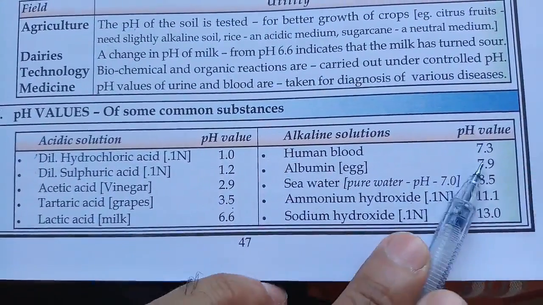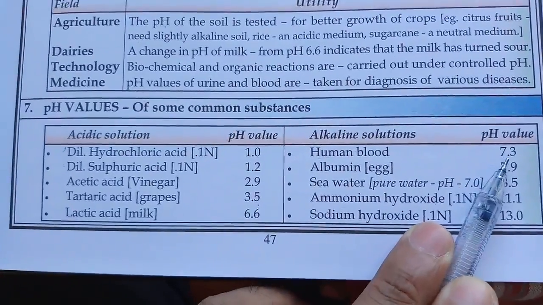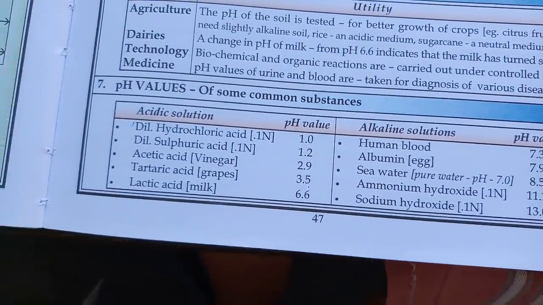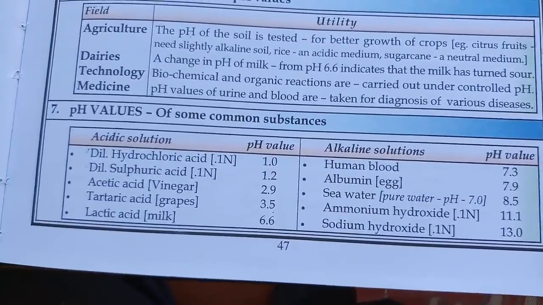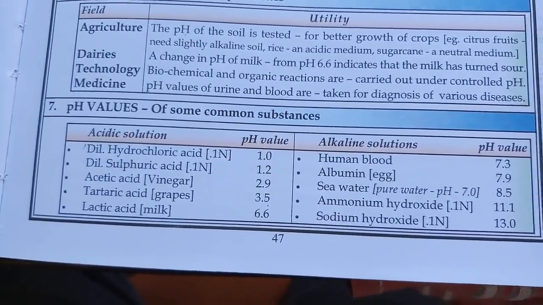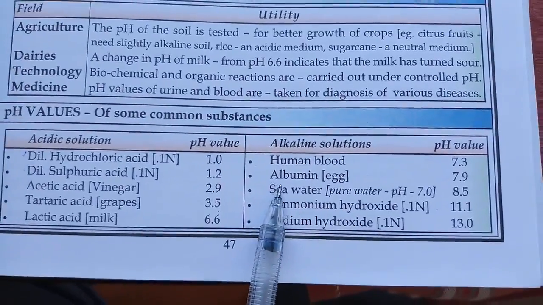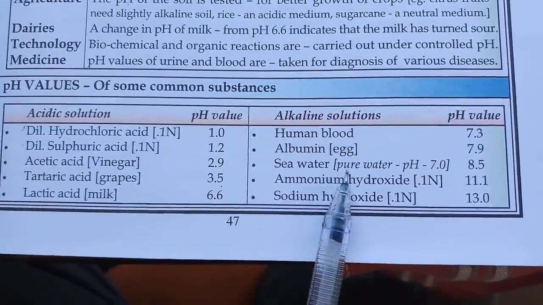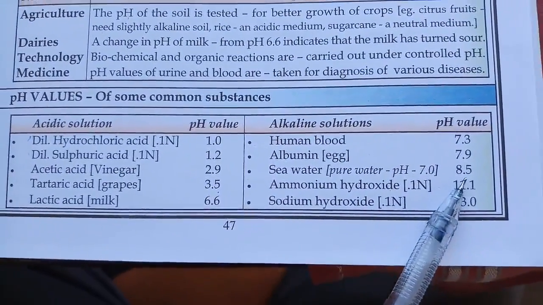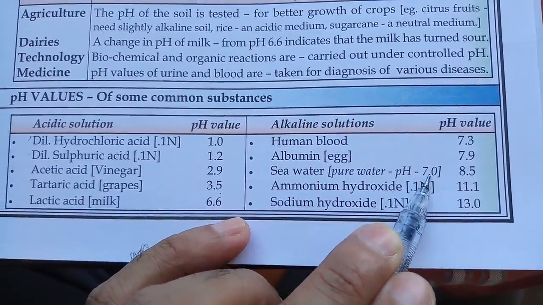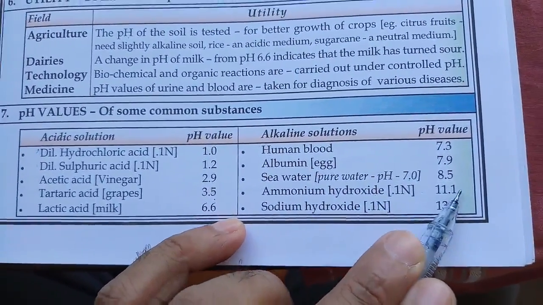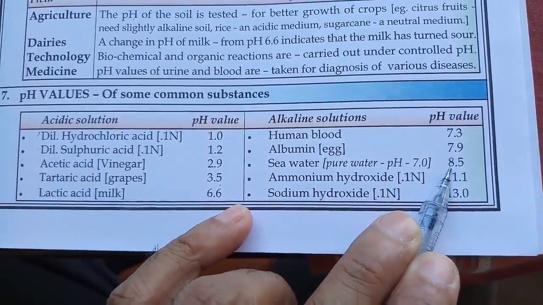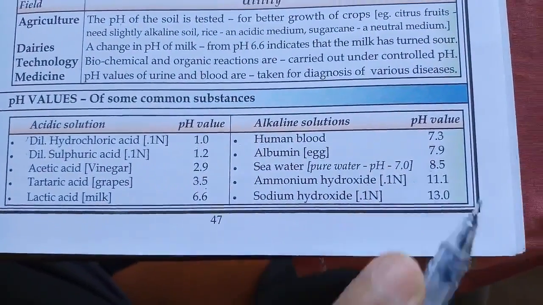Human blood pH value is 7.3. So when they take a sample of the blood, and if the blood is acidic, it means you have some problem in the body, right? Albumin in the egg is 7.9. Sea water, the pH is 8.5. Generally, it is supposed to be 7. Pure water value is 7. So this being 8.5 means it is basic, and it contains salt.